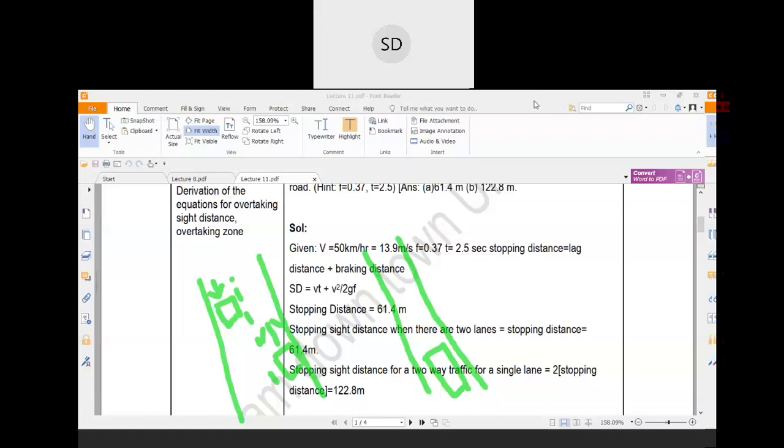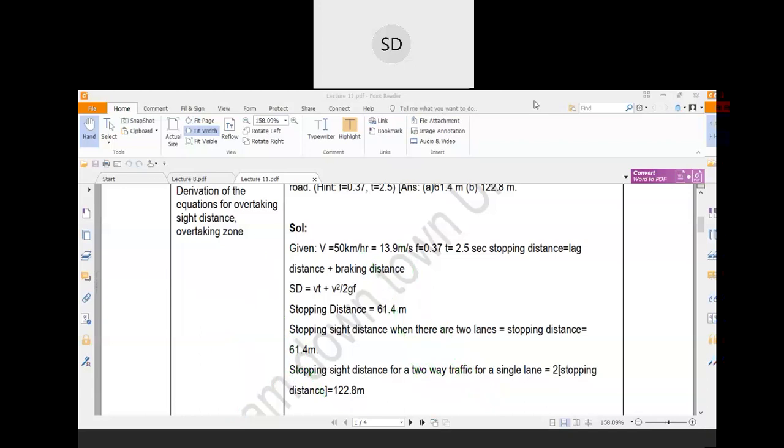Okay, so for the two-lane road, the stopping sight distance would be equal to 61.4 meter. But for the stopping sight distance for two-way traffic in a single lane road, it would be 2 into stopping sight distance, that is equal to 122.8 meter.